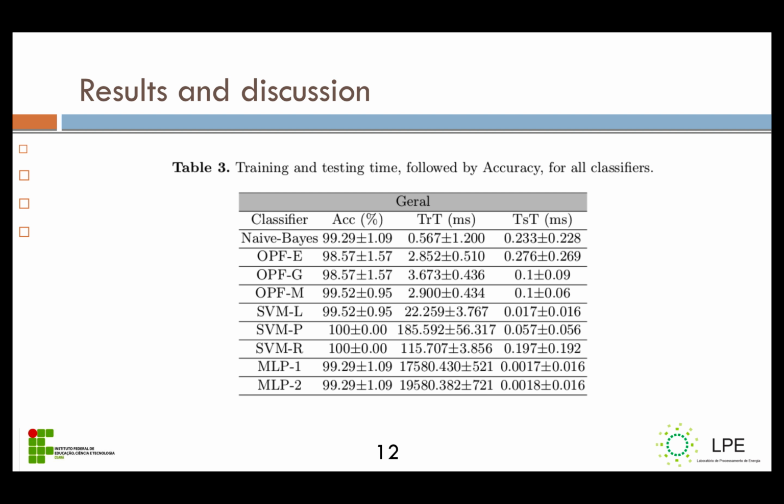Now, we are going to present our results. SVMP and SVMR have achieved the maximum accuracy, sensitivity, specificity and F-score values, demonstrating themselves to be an effective approach to identify broken bars in three-phase induction motors. However, other methods have gotten near to SVM-P/R, like MLP2, SVML, OPFM, and naive Bayes.